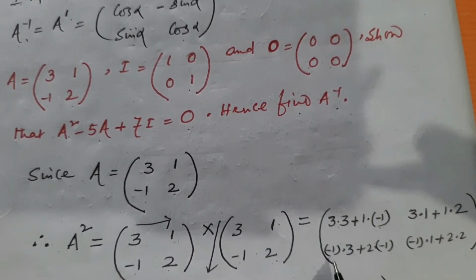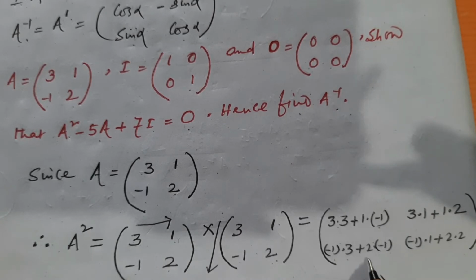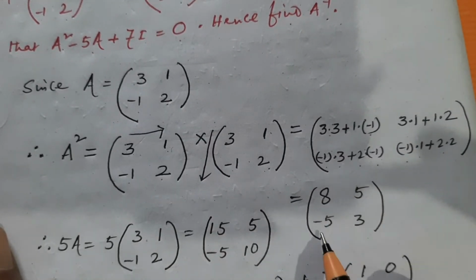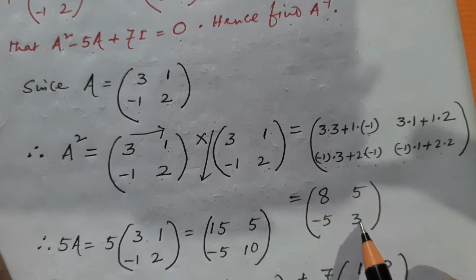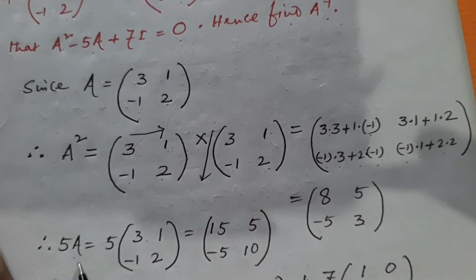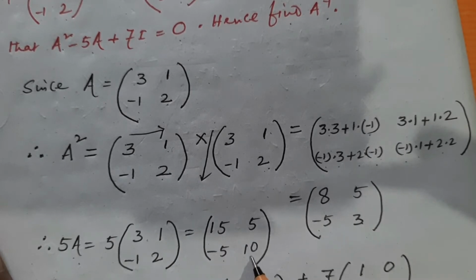Similarly, minus 1 into 3 plus 2 into minus 1, minus 1 into 1 plus 2 into 2, and if we simplify we get [8 5; minus 5 3]. And 5A, here A equals [3 1; minus 1 2], therefore 5A equals 5 into [3 1; minus 1 2], ultimately we get [15 5; minus 5 10].